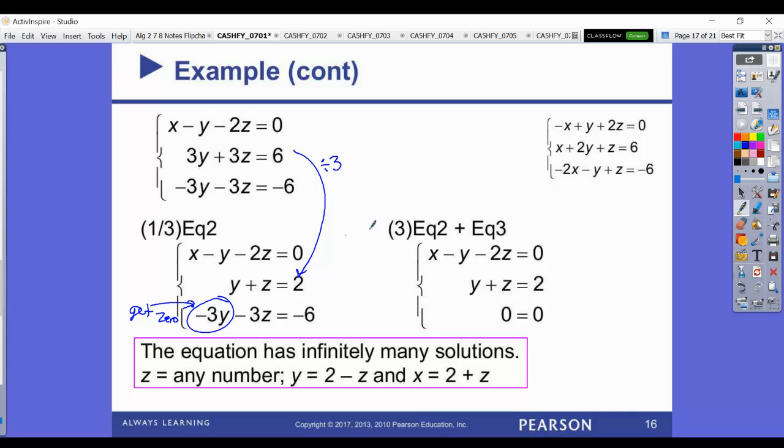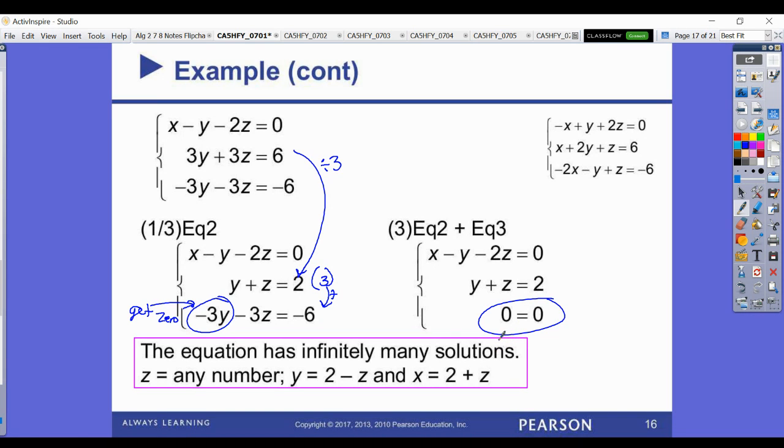So I'm going to multiply this equation by 3 and add it to this equation. So 3 times this plus this is 0. So I ended up with a 0 equals 0 equation. All right. So I knew a few steps ago that this was going to be one of these dependent, infinitely many solution kind of problems.